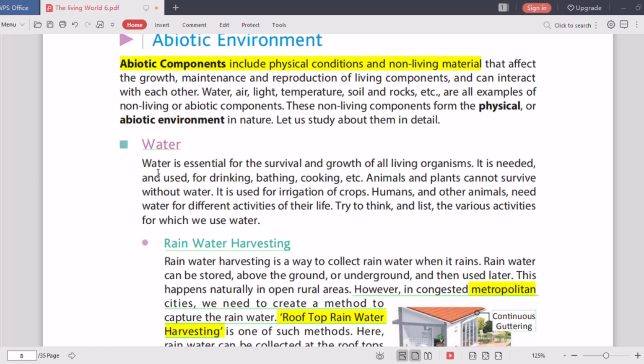So we all know water is essential for all living organisms. It is used in bathing, cooking, drinking. And animals and plants cannot survive without water. It is used in irrigation of crops. Humans and animals need water for different activities.